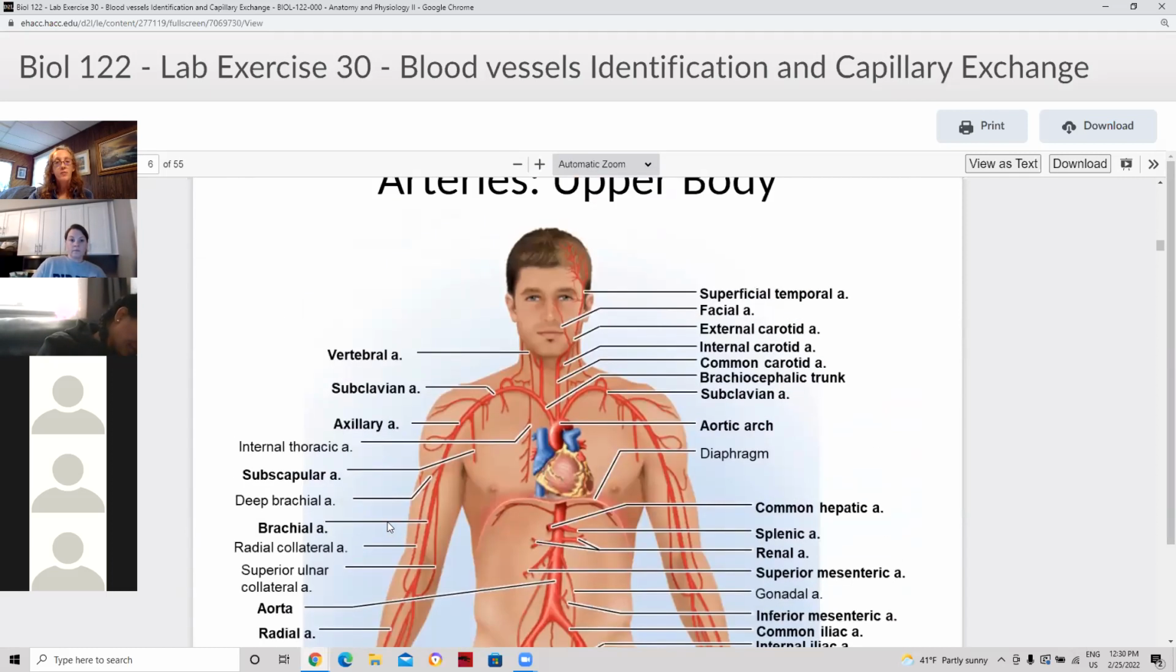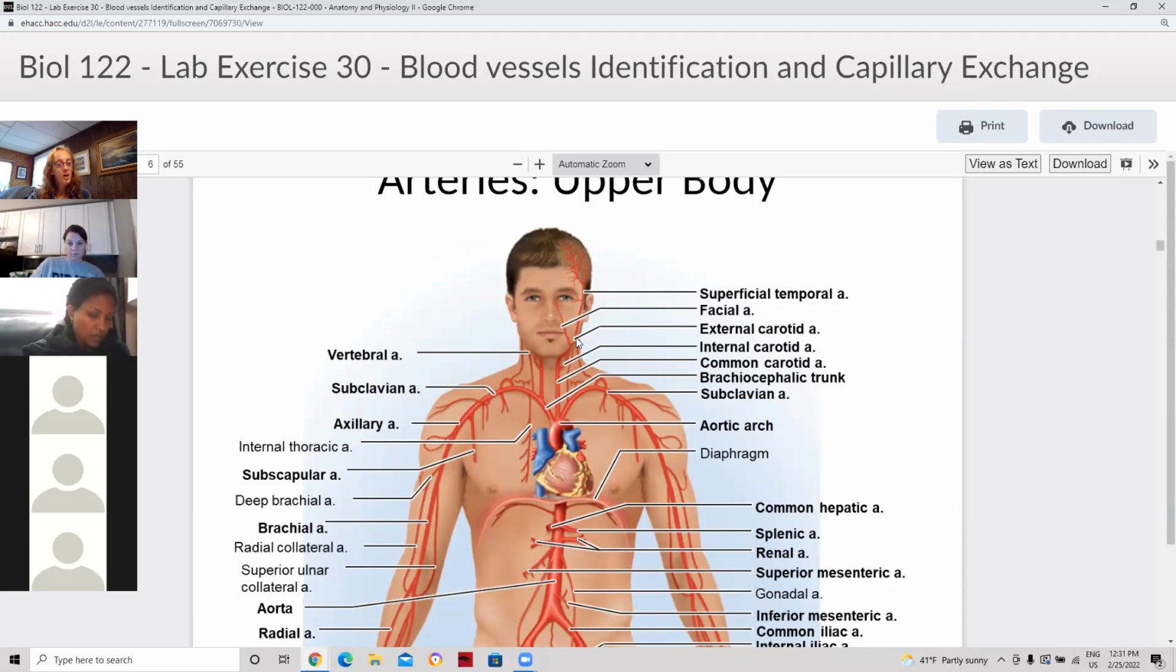So, overview of arteries of the upper body. Starting at the top, remember the temporal bone. So there's the superficial temporal artery, the facial artery. We have an external carotid and an internal carotid. Internal carotid is going to go up towards the brain. External carotid is going to come out towards the face.